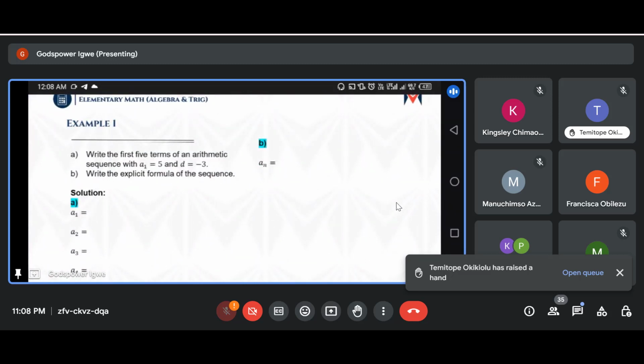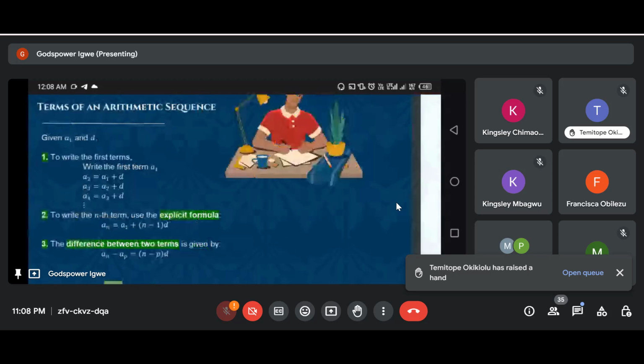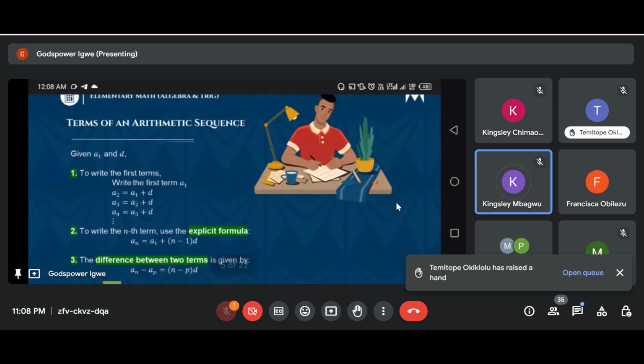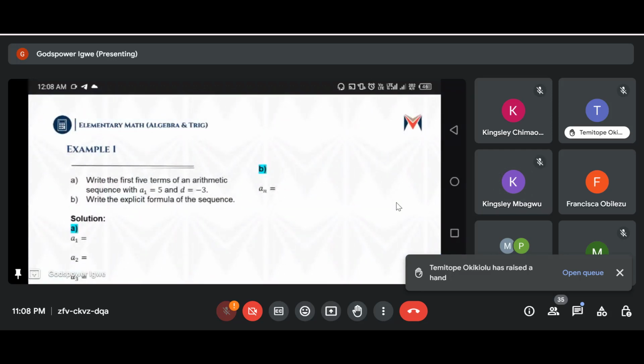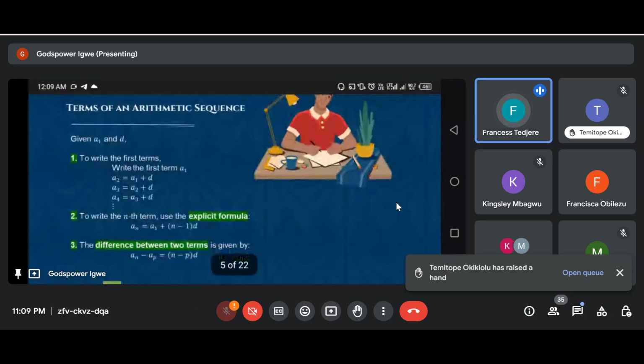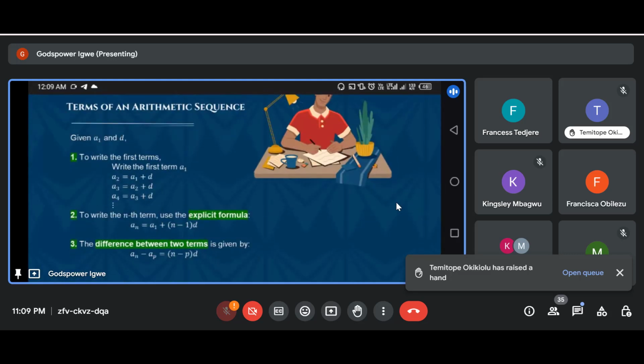Example 1. Write the first 5 terms of the arithmetic sequence a with a1 equal to 5 and d equal to 3. What is our a1? It's equal to minus 3. I don't understand the minus 3 that you're saying. Put that formula to what we have here. a1 is 5. And then how are we going to put it in this answer now?